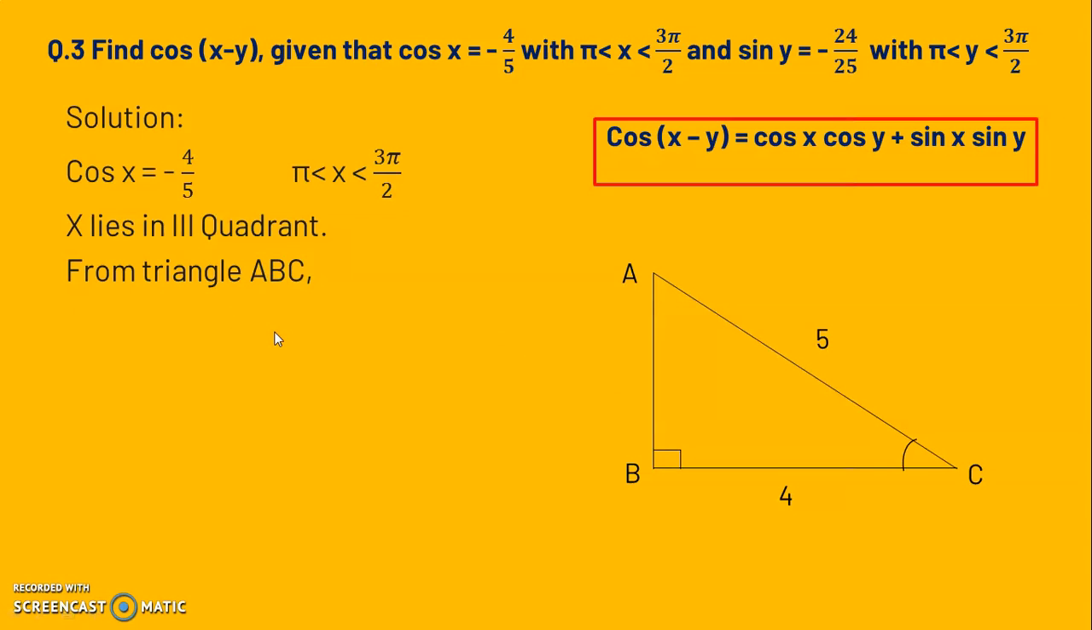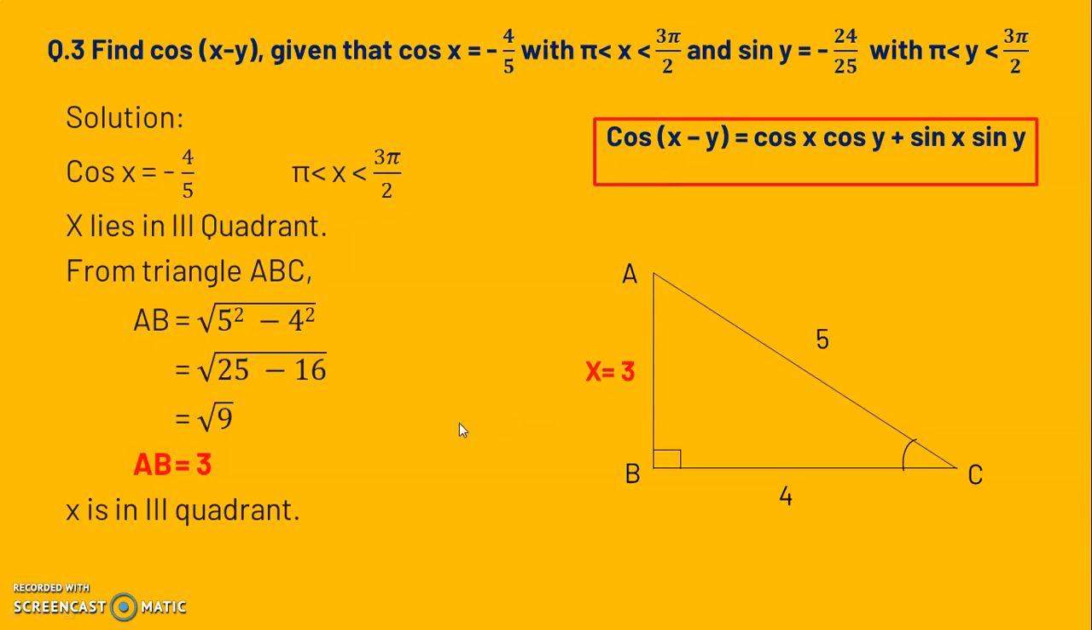So from this triangle ABC we are going to find AB. That is, AB is equal to the square root of AC square minus BC square, that is 5 square minus 4 square. So 25 minus 16, and 25 minus 16 is the square root of 9. The square root of 9 is 3, so AB is 3. Now we have found the opposite side, that is 3.